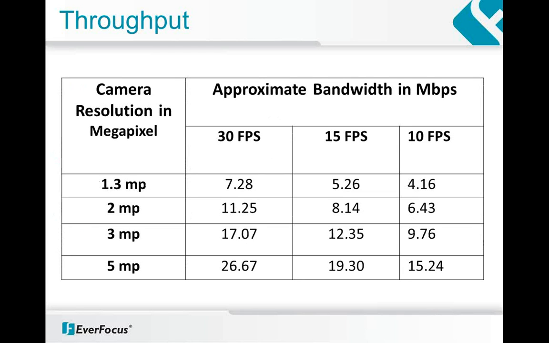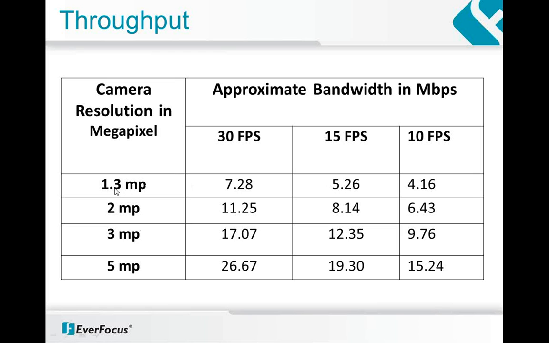So what we took here is from our online calculator. We just took some of these values to give you some examples. If you look here on the left-hand side, you have the different megapixel cameras that can be offered throughout the industry. Right now, we use a 1.3, 2, 3, and a 5 megapixel. Across the top, you'll have 30 frames per second, 15 frames per second, or 10 frames per second. And these are the values cross-haired here.